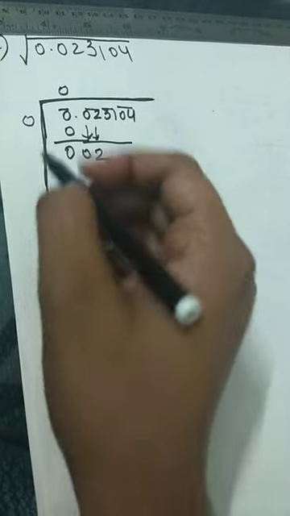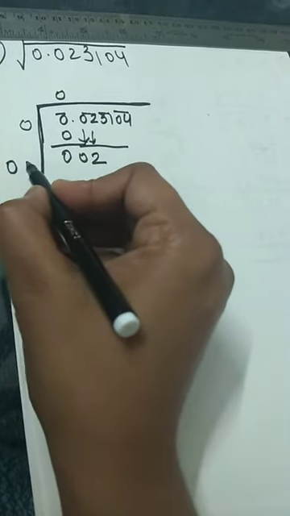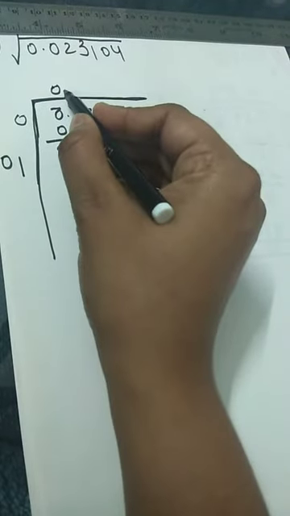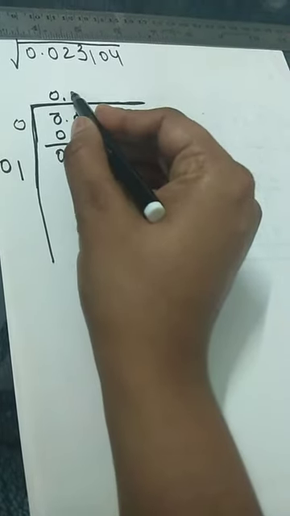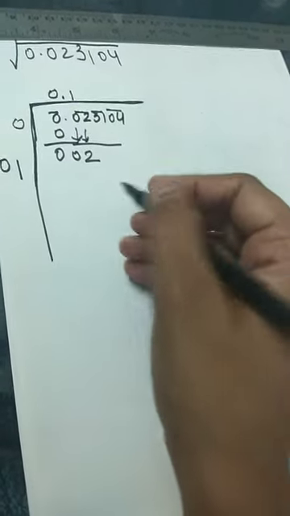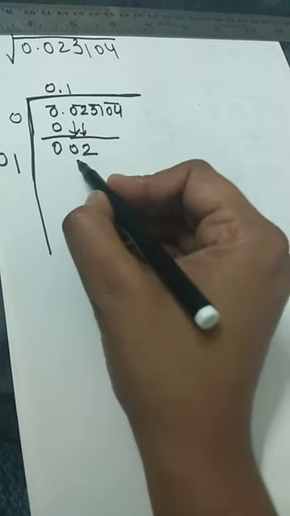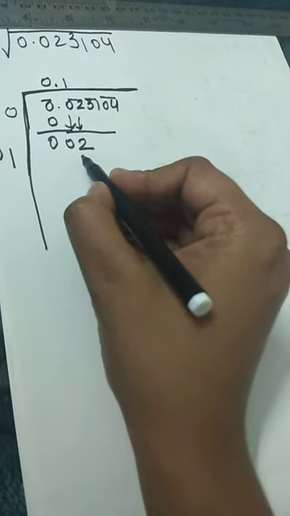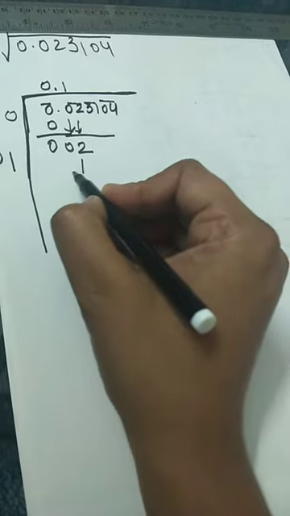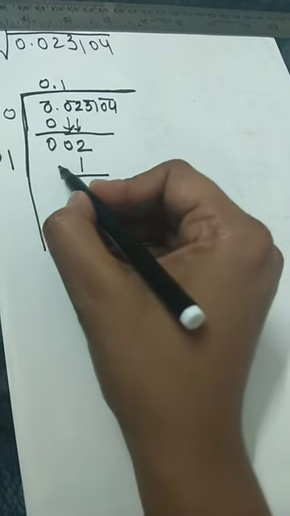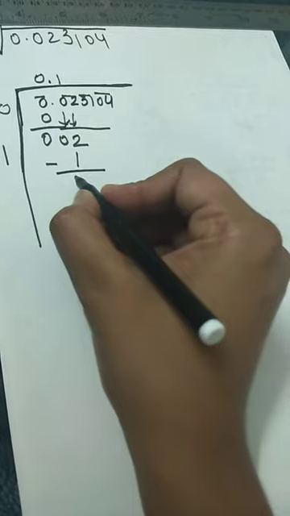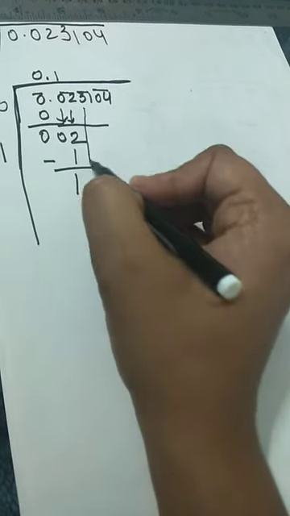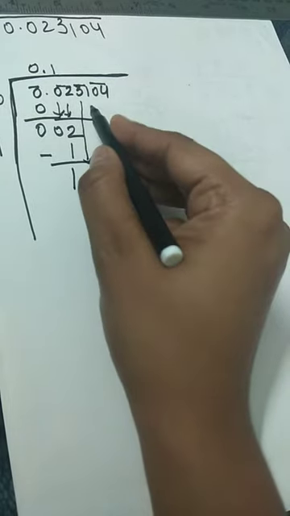We will double the 0, so double of 0 is 0. We will take it by square of 1 and put decimal here. 1 ones are 1, so it will be no subtraction. We will copy down our next pair, that is 31.